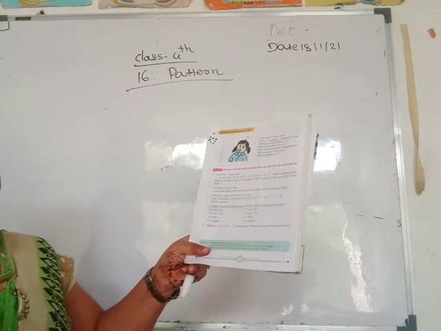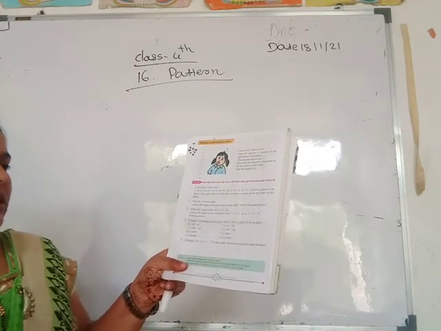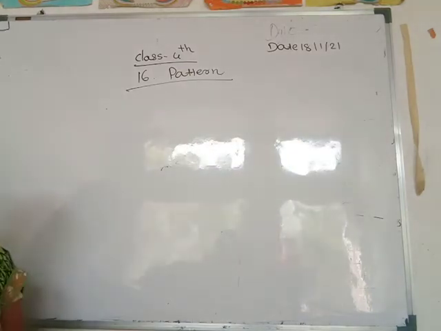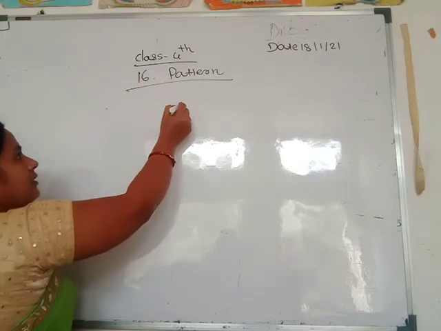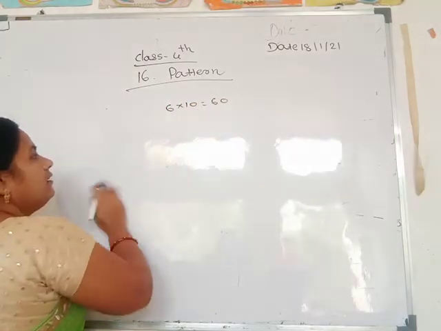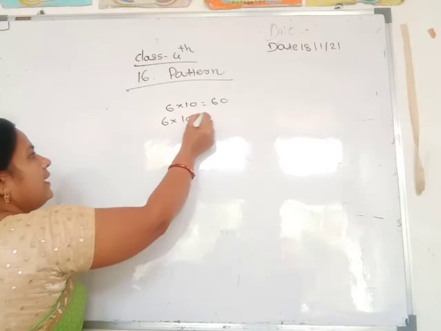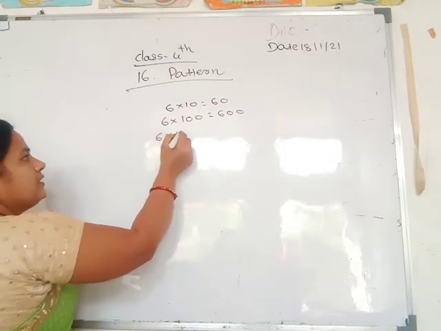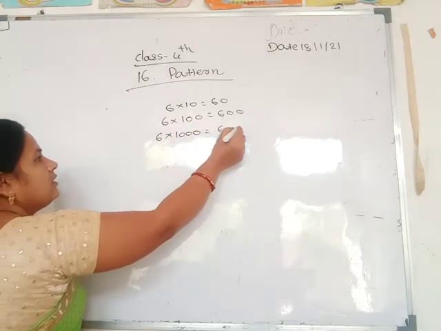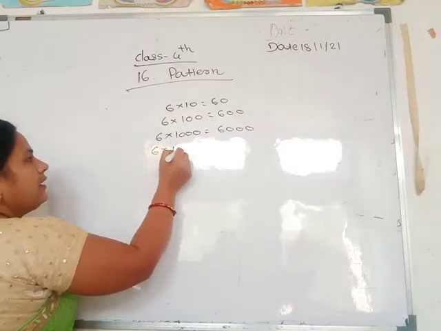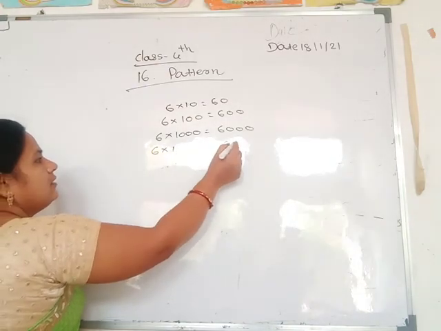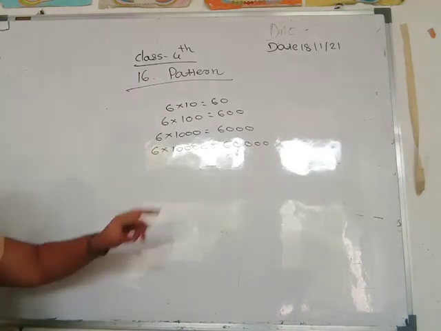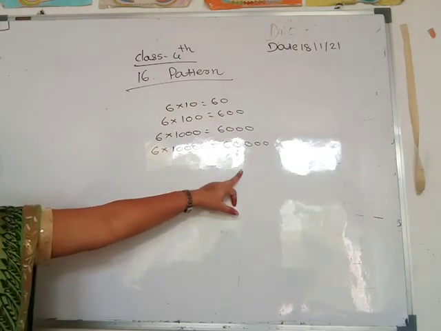Then the fourth question, see here, complete the multiplications given below, find a pattern in the products. See here the multiplication given: 6 into 10 is 60. Then you multiply here 6 into 100, 600. See here increasing only one 0. Then 6 into 1000, 6000, 6 into 10,000, then 60,000. In this type of pattern you see here increasing one 0.